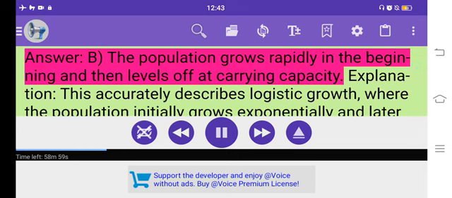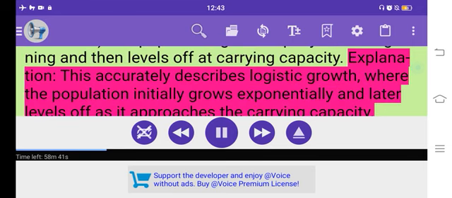Answer: B. The population grows rapidly in the beginning and then levels off at carrying capacity. Explanation: this accurately describes logistic growth, where the population initially grows exponentially and later levels off as it approaches the carrying capacity.